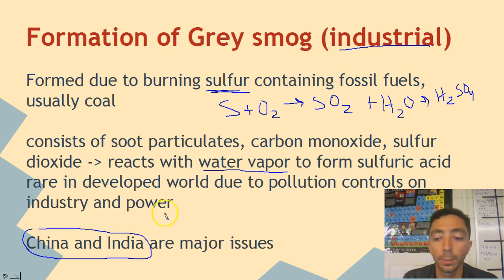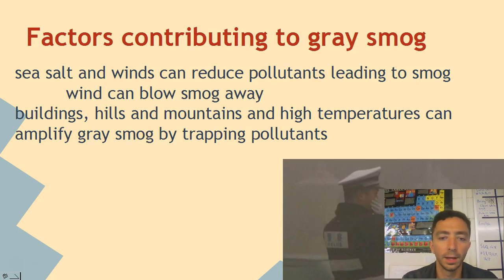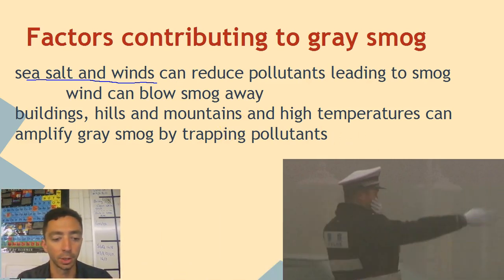In the United States, it's not a big problem because we have a pretty good supply of anthracite coal, so our coal is pretty low on sulfur to begin with. And then we also have scrubbers installed on our power plants, which we'll talk about later, but they extract the sulfur dioxide from the burning process. They take it out before the air is released, and so you capture it and remove it. Some factors that can contribute to gray smog: if you add sea salt and winds to this, it's obviously going to reduce the pollutants because the sea salt is going to kind of trap some of this, and the winds will kind of blow it and spread it out over a larger distance, so you don't have a big concentration of it.